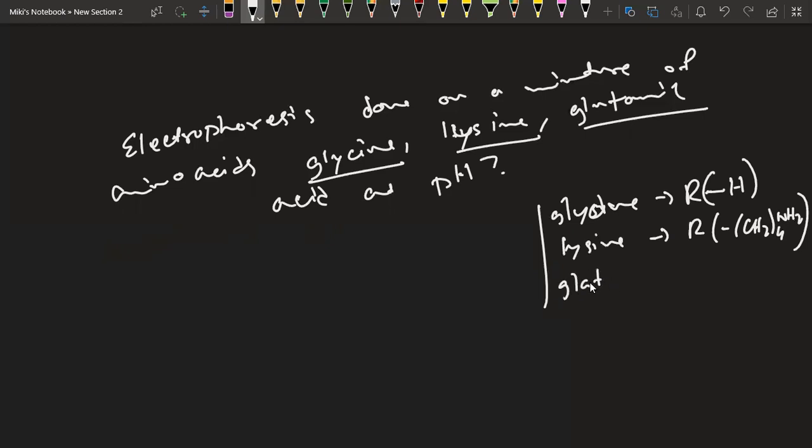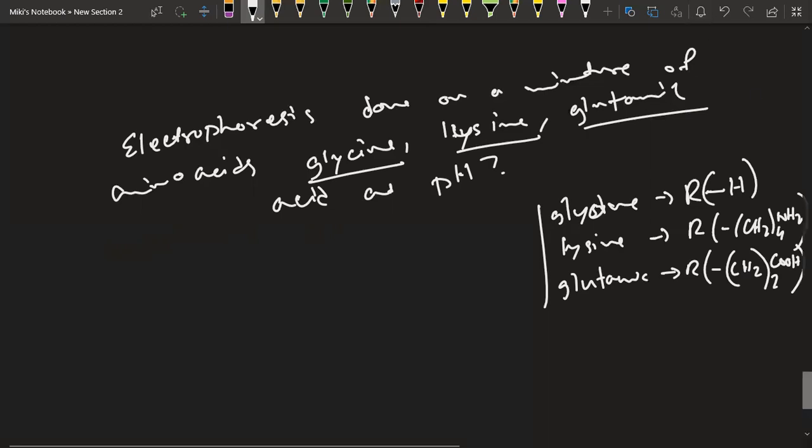And we have glutamic acid, which we didn't learn, but don't worry. If those things are not given in the data booklet, they will give you the structures. Glutamic acid has an R group of CH2. Remember, aspartic acid just has one CH2. In this case, we have two CH2 and a carboxylic acid. So this is our glutamic acid.